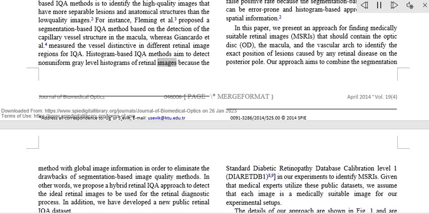In this paper, we present an approach for finding medically suitable retinal images, MSRIs, that should contain the optic disc, OD, the macula, and the vascular arch to identify the exact position of lesions caused by any retinal disease on the posterior pole.